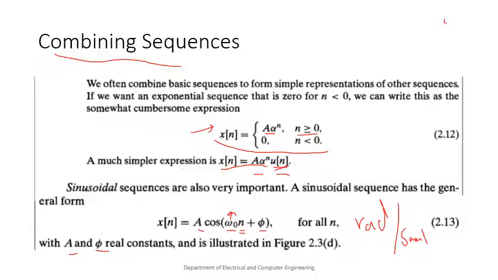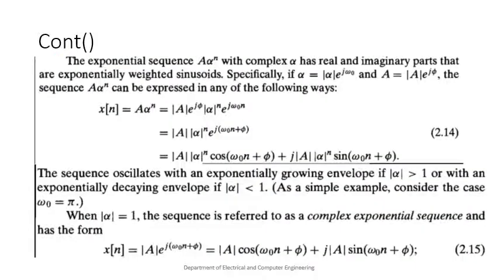So let's move on to the next slide. Here you can see that we are going to consider alpha to the power n with complex alpha. So alpha is complex now. We know that when alpha is complex, it will have magnitude and it will have phase. So alpha is in polar form. It has some magnitude and some phase. It is e raised power j omega naught.